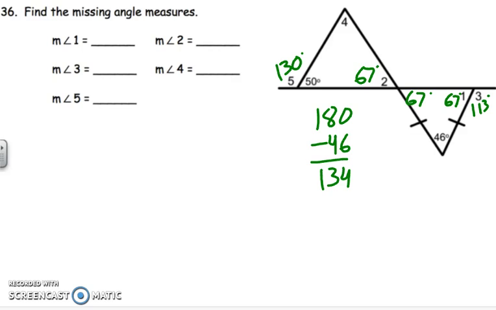To find the measure of angle 4, we know that there's 180 degrees in a triangle. Angle measures add up to 180 degrees. So take 180 minus your 50, subtract 67 from that as well, and you're going to have 63 degrees. So the measure of angle 1 is 67 degrees. The measure of angle 2 is 67 degrees. The measure of angle 3 is 113 degrees. The measure of angle 4 is 63 degrees. The measure of angle 5 is 130 degrees.